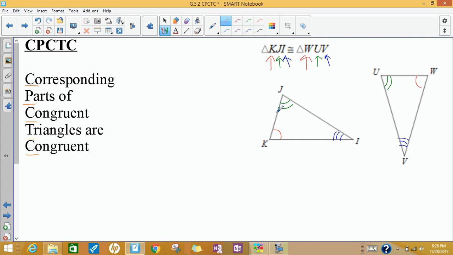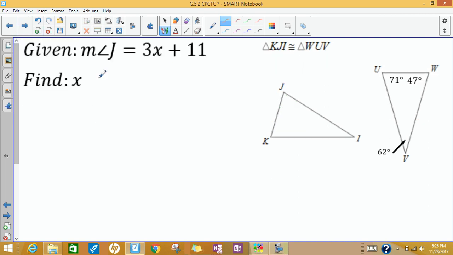And so you could also do it with the sides, so KJ is congruent to WU, and JI is congruent to UV, and KI is congruent to WV. So this should look similar to what we did in the last lesson. So now let's apply this, which is really the important part of this lesson.